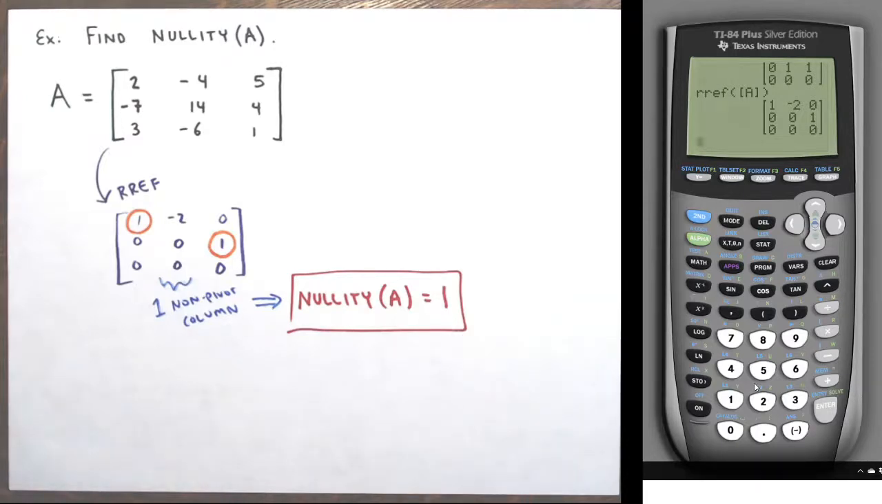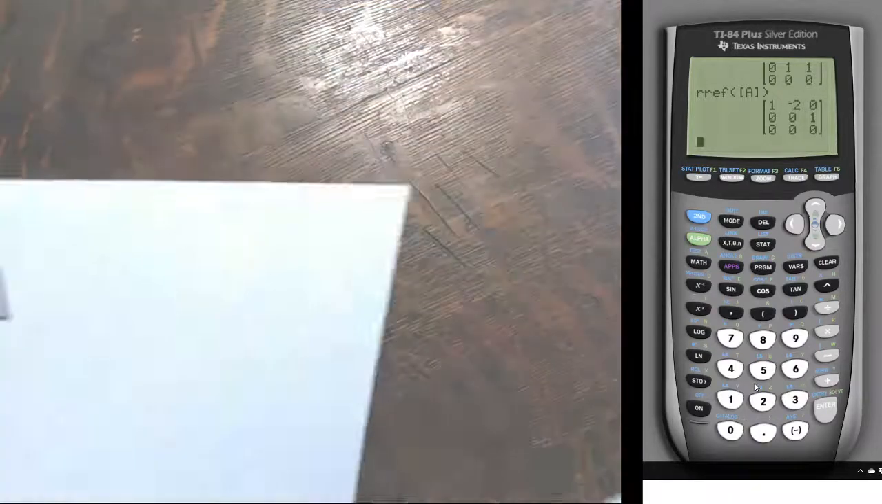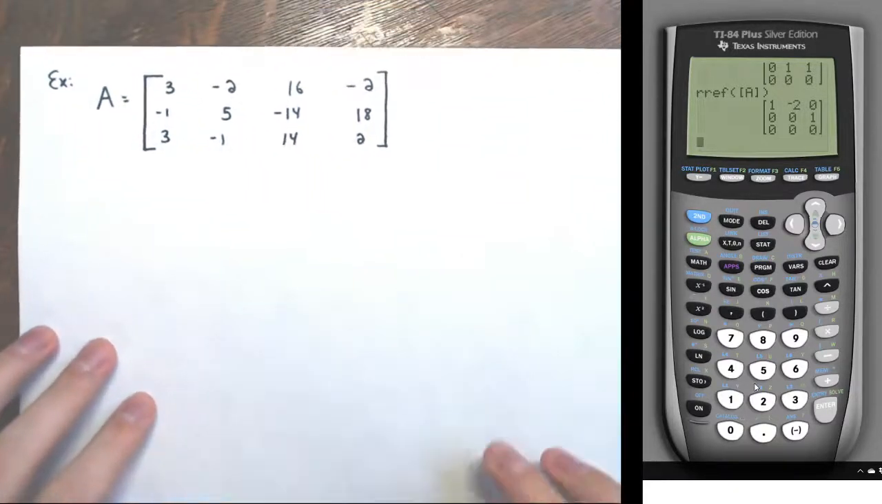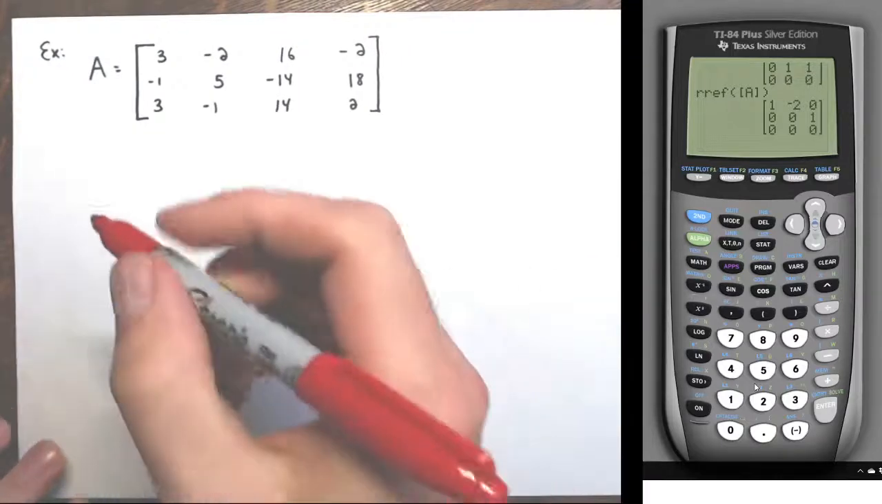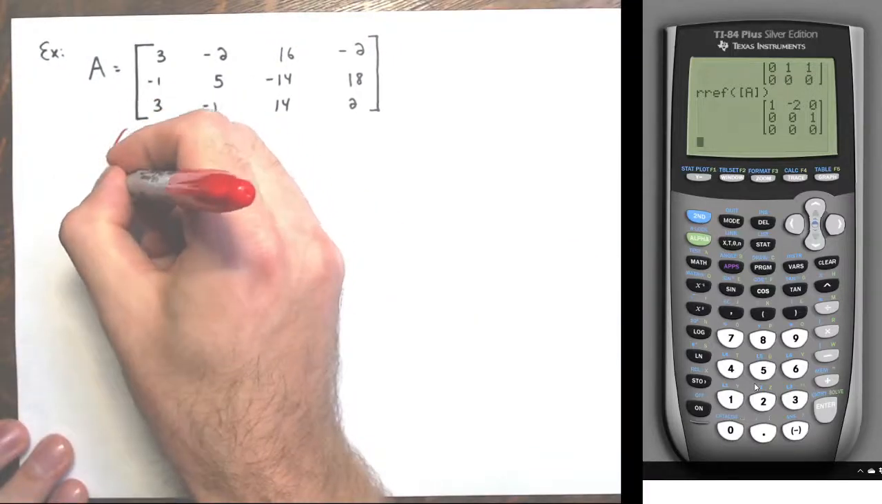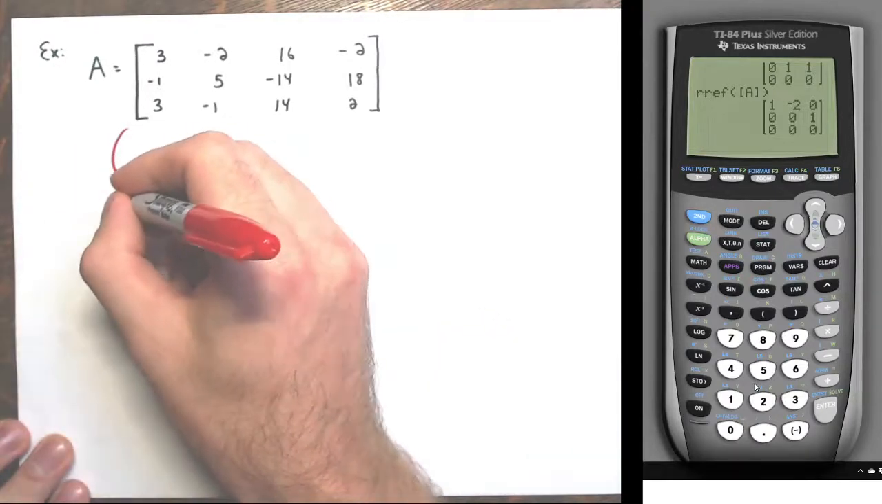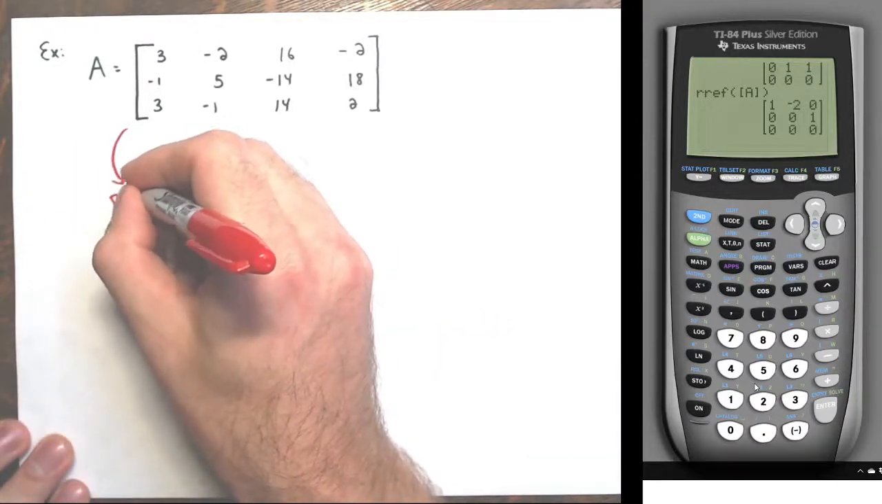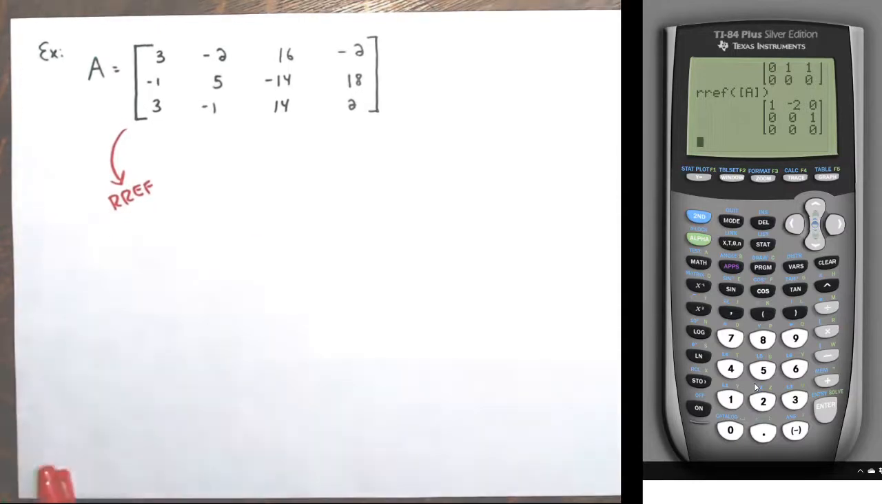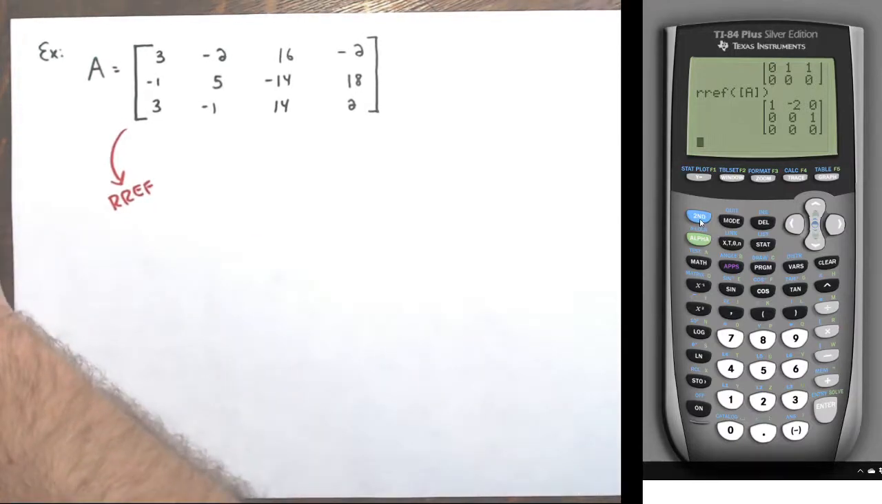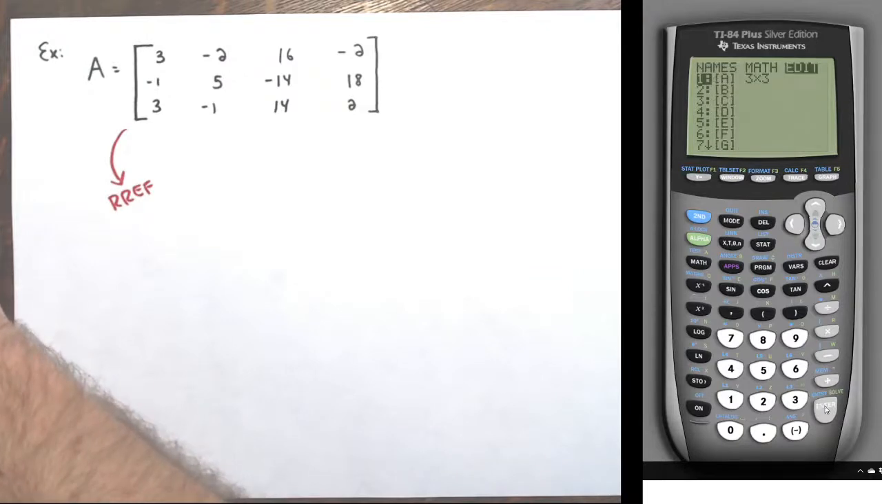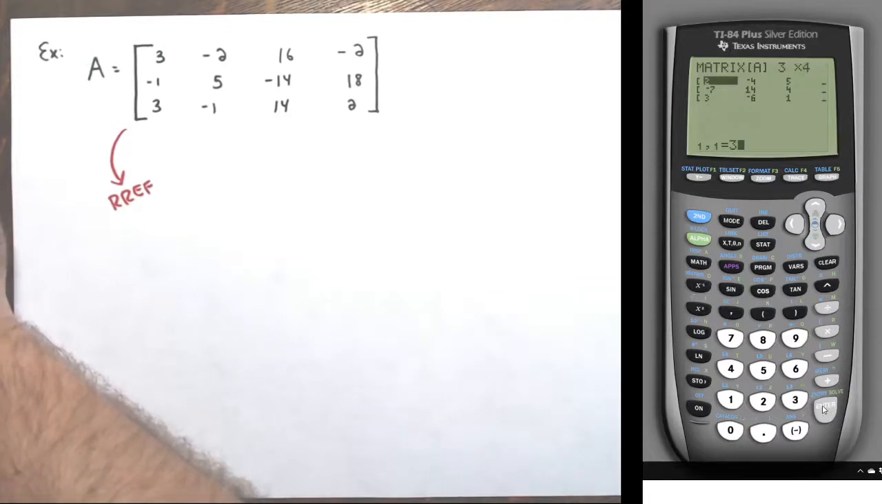All right, so one final example where I'm again asked to just find the nullity of A. So here's matrix A, it's a 3 by 4. Let's put this into reduced row echelon form again. So back to my calculator work. Matrix, again I'm just going to change up A. So A is a 3 by 4 matrix this time. And then just enter the stuff.